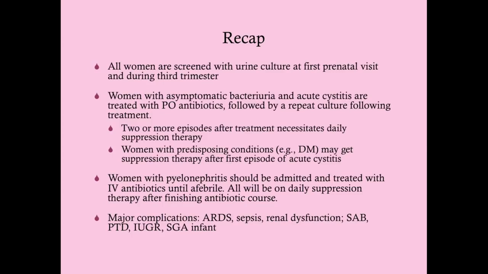Those women who do have ASB and acute cystitis will be treated with oral antibiotics, followed by a repeat culture, which comes after treatment. If there are 2 or more episodes after treatment with ASB, that's going to necessitate daily suppression therapy. Women with predisposing conditions like diabetes mellitus may get suppression therapy after the first episode of acute cystitis.